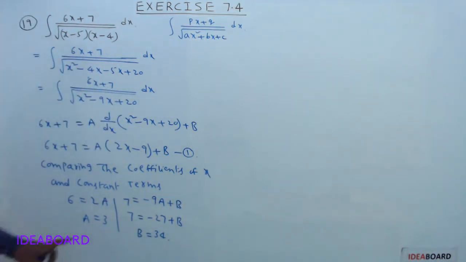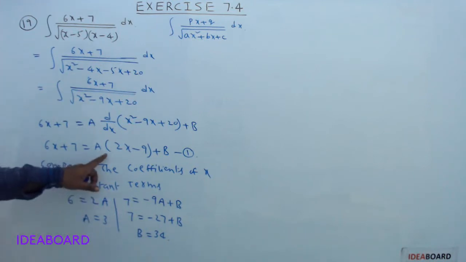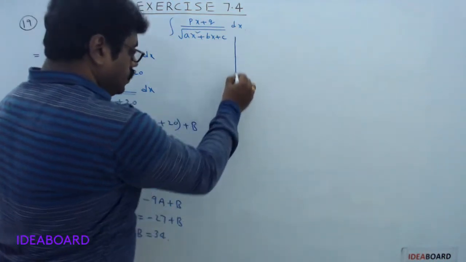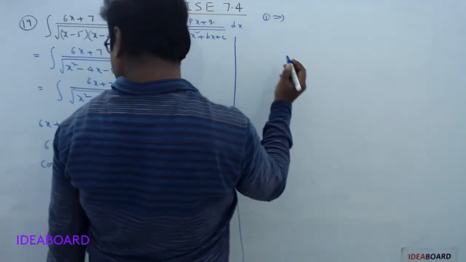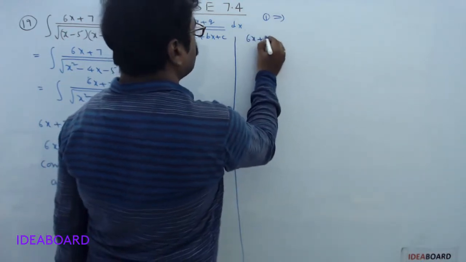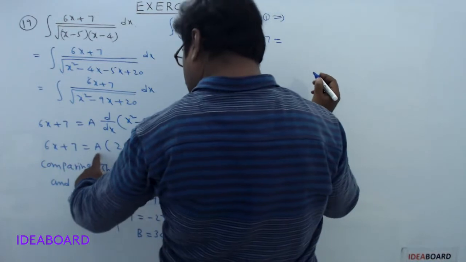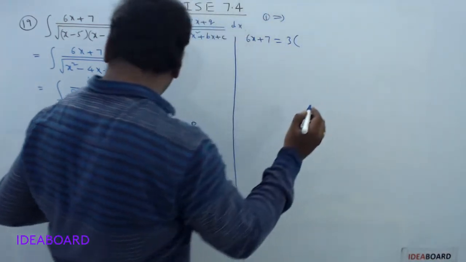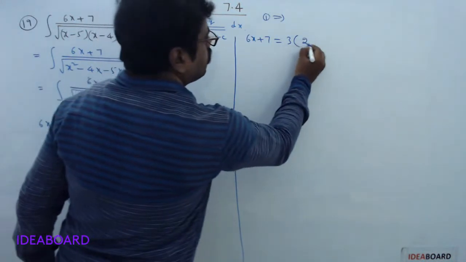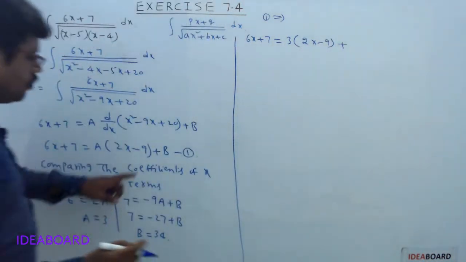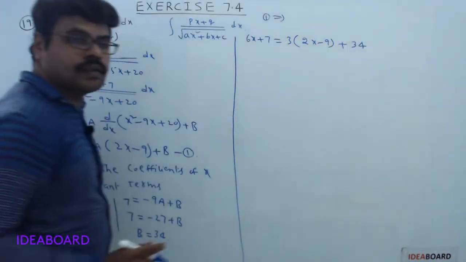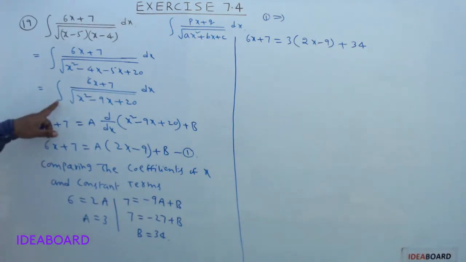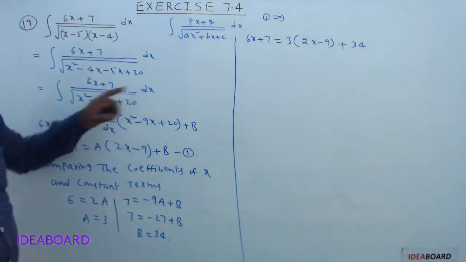Now substitute the values of a and b in this equation 1. So equation 1 implies 6x + 7 equals a into, what is the value of a? 3. 3 into (2x - 9) plus b. What is the value of b? 34. Now observe your given problem. Integral (6x + 7) by root of (x² - 9x + 20) dx.